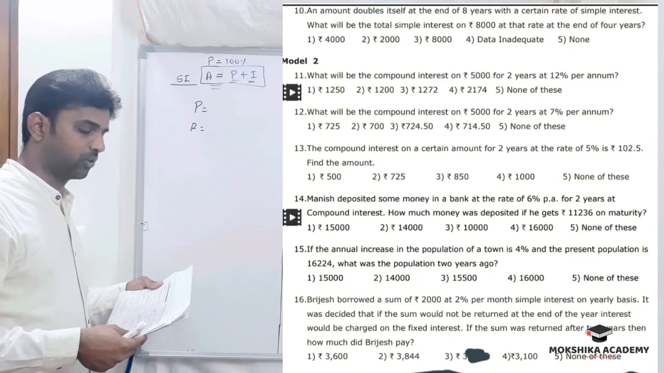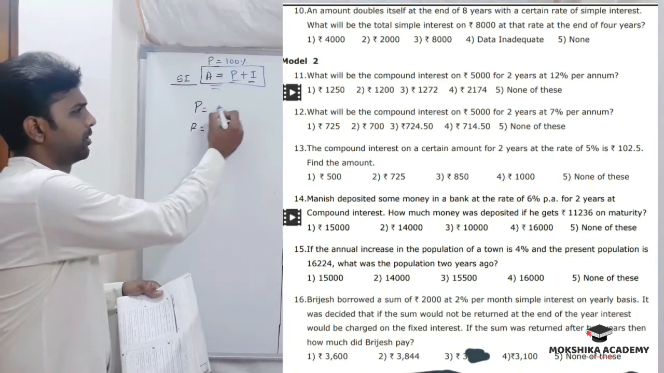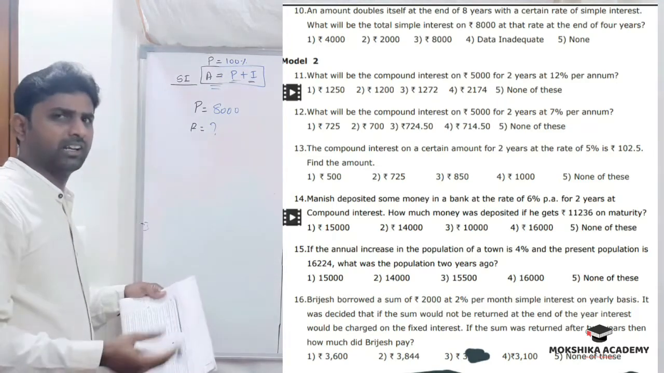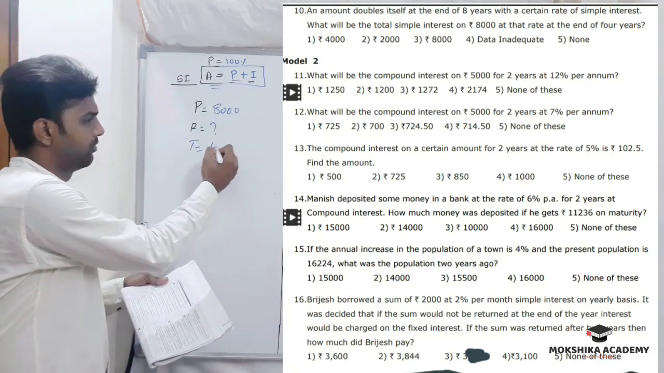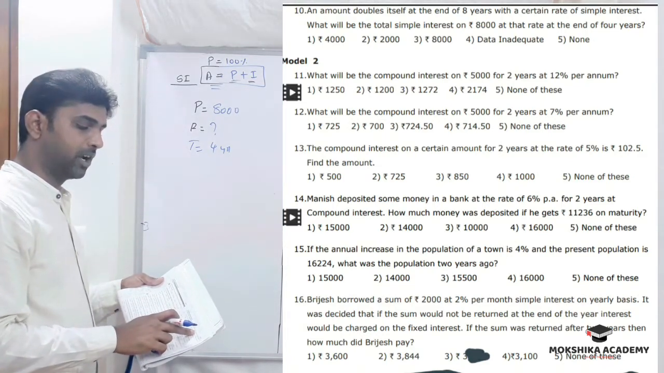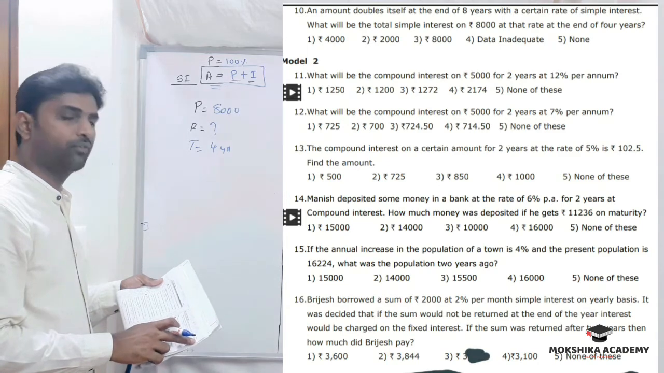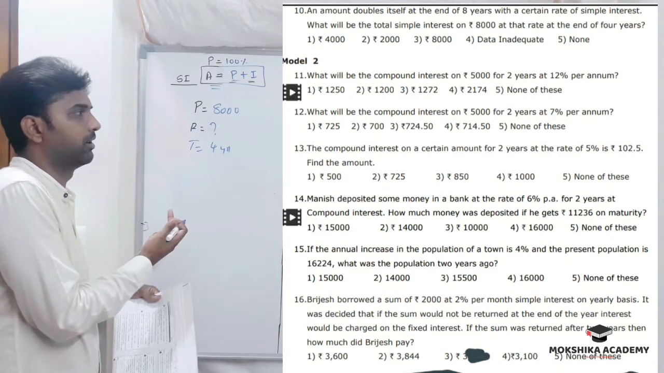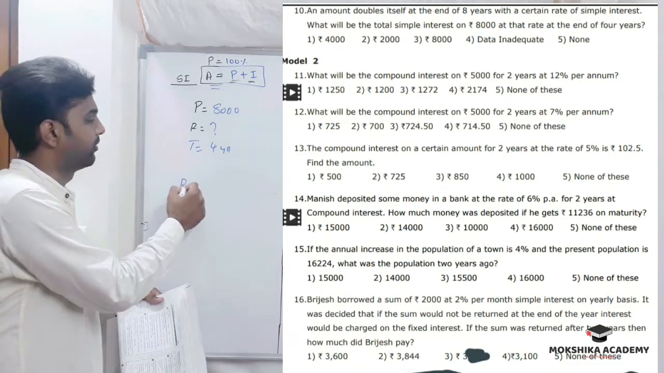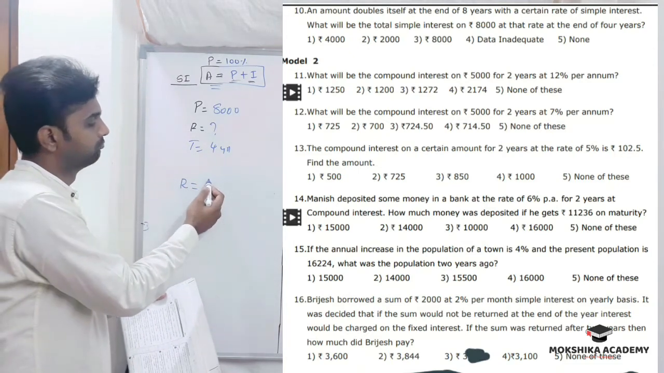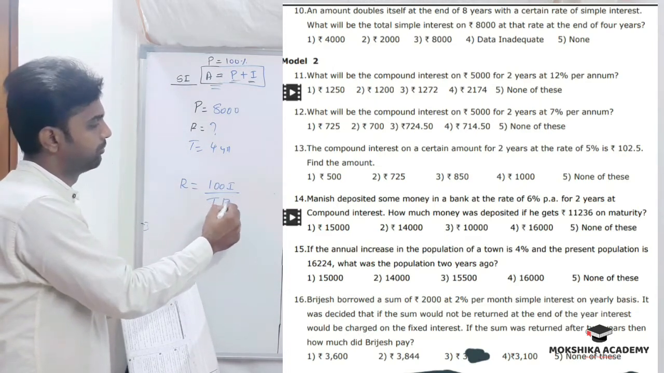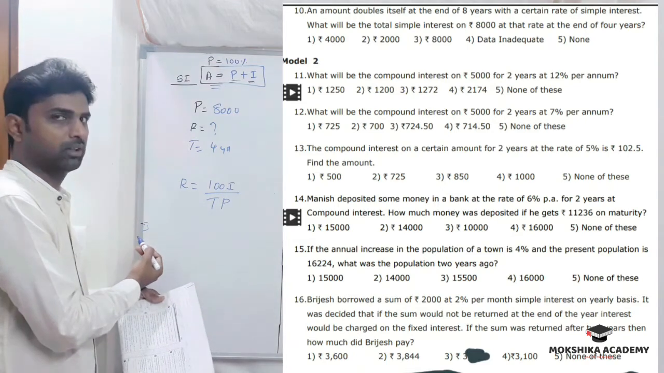If this is the kind of question, you can directly say the principal amount is 8,000 given. The rate of interest we don't know. Time is 4 years. And the amount doubles itself at the end of 8 years with a certain rate of simple interest. So you can go by the rate of interest formula also. Rate of interest is equal to 100 into I divided by time into principal. This way also you can go.